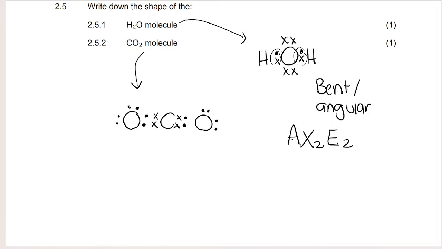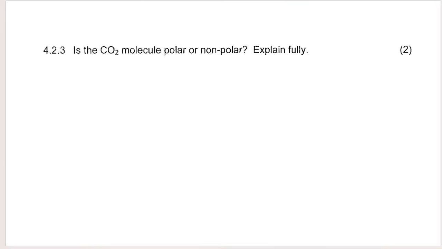So A represents the central atom. X2 tells me that there's 2 bonding pairs over there, and E represents lone pairs. We got 2 lone pairs. So that's bent or angular. And the CO2 molecule, you should know, is a linear molecule. There's no lone pairs on the central atom. Linear. Now this question actually comes from a different past paper, but for me it sort of followed on the previous question, which is why I put it over here.